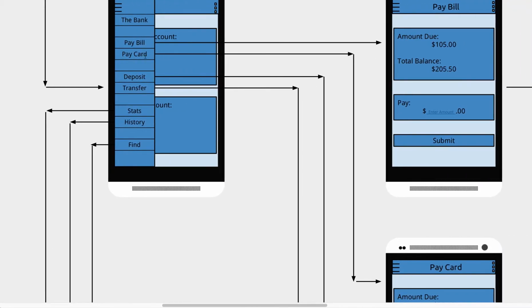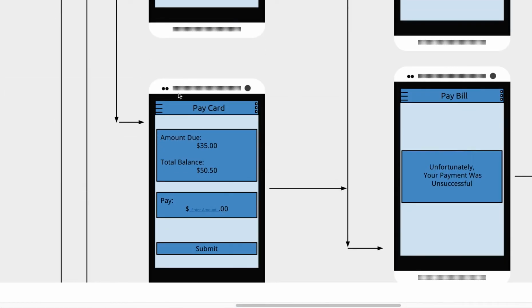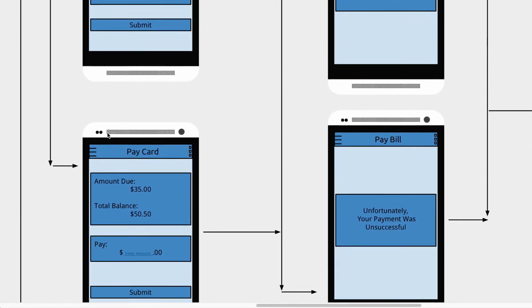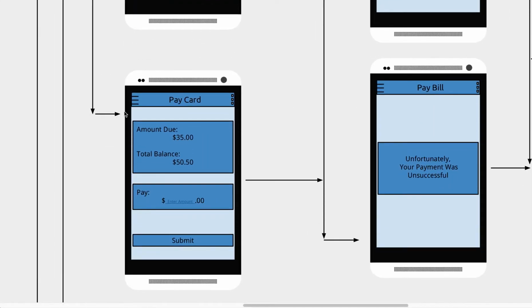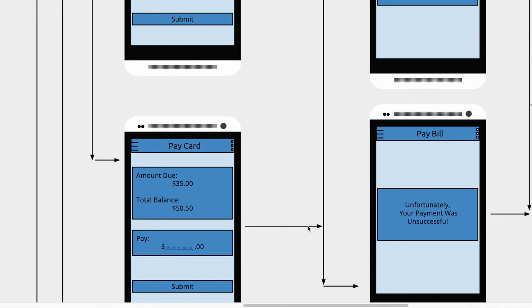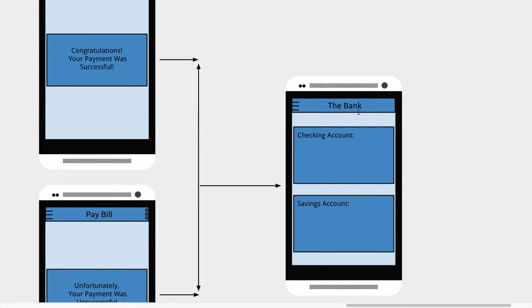Pay card. If we were perhaps to hit pay card, we'd be taken to the pay card screen, which looks very similar to the screen above. It has actually the same alerts that would be used, and then basically the same process that would take you back to the bank screen. As a user, you would see, okay, amount is due on my card, 35, total balance is due, and okay, let's see, pay, and enter the amount, 35, you could enter, and then you'd be able to submit, and then you'd be greeted with either of these two screens and then taken back to the bank screen.